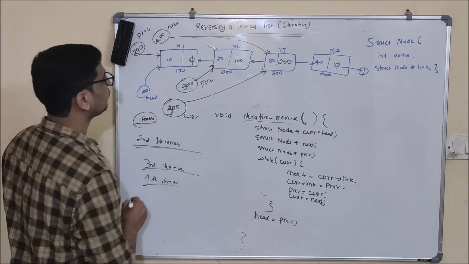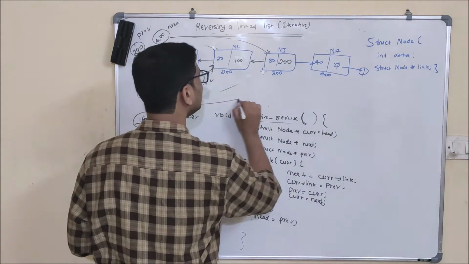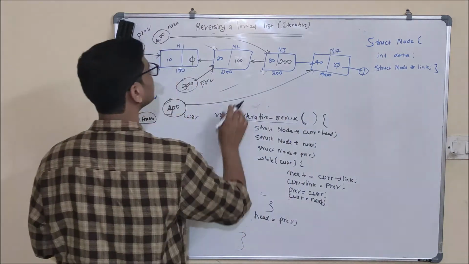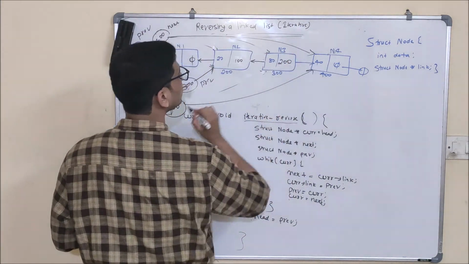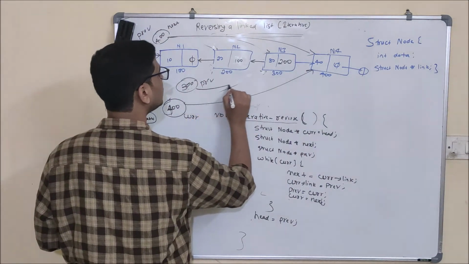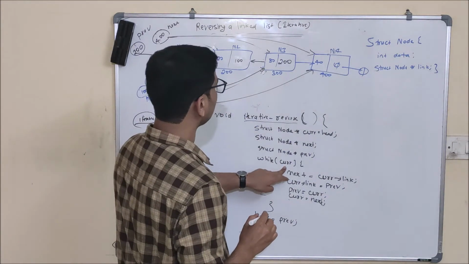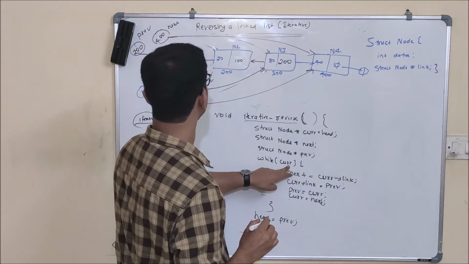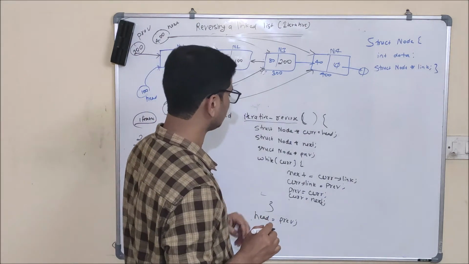Now what will happen in fourth iteration is, current is 400. So current will point to node 4. Next is also 400. So it will point to node 4. Previous is 300. It will point to node 3. And after that the while check will be done and it will be true as current is 400. So these 4 lines will be executed.